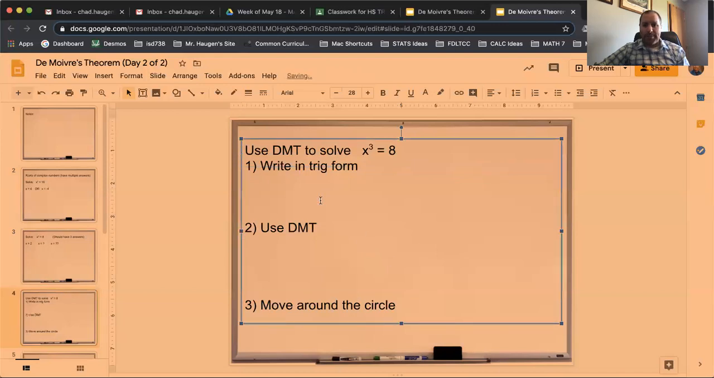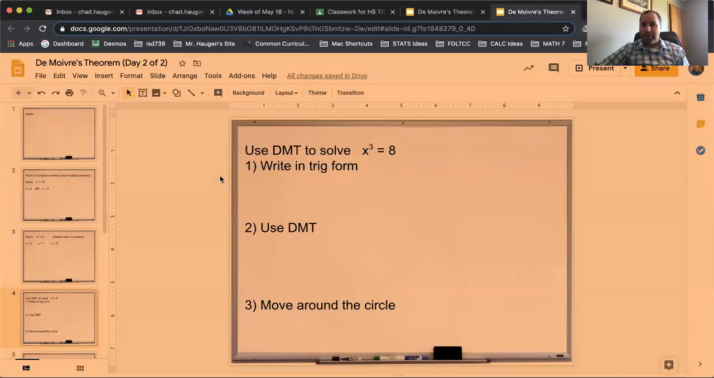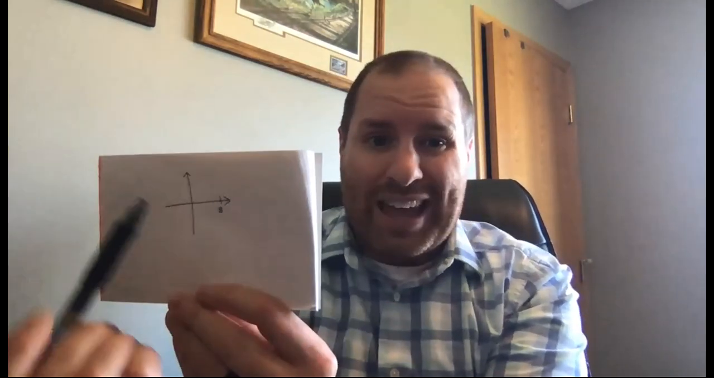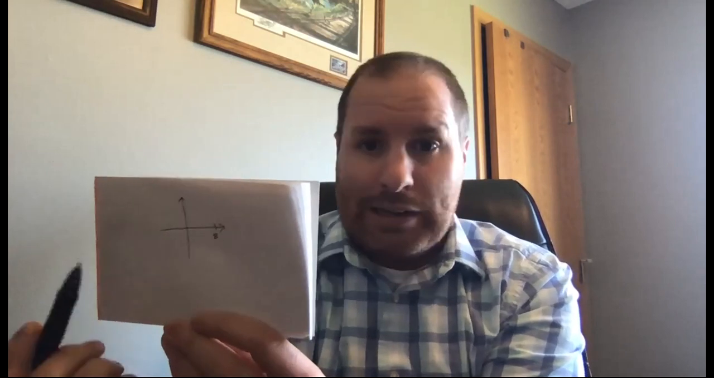So the first step is to write this number in trig form. Now that's a little bit from last week. If you need to go back and review that, go back to last week and writing numbers in trig form. We can do that here. I'm going to make a quick graph just on a piece of paper to see how that's going to work. If we graph out the number 8, that would be there on the positive x-axis. So I know that the absolute value of that is 8. I mean, it's 8 away, and it's just straight over.